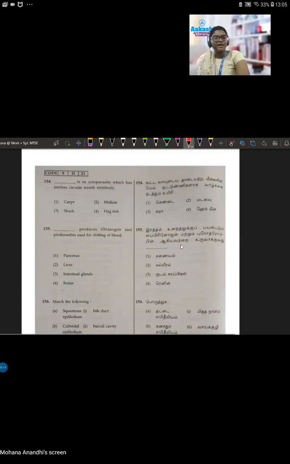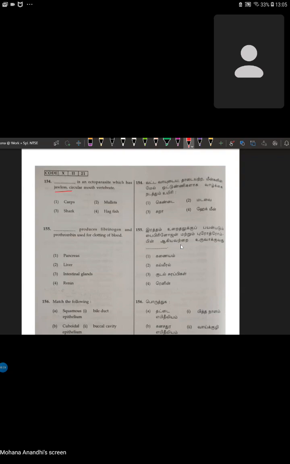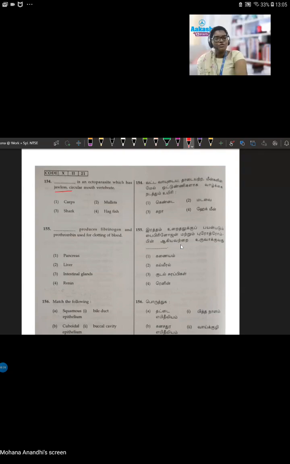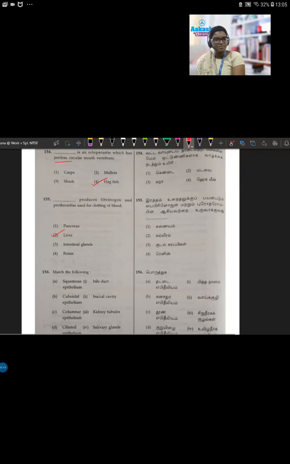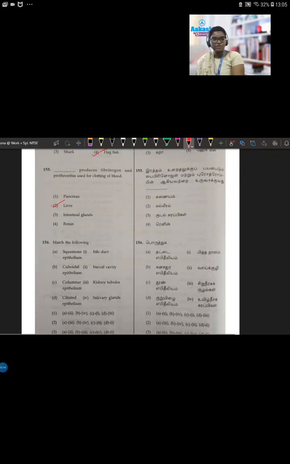And 154. Dash is an ectoparasite which is a jawless vertebrate with a circular mouth. No, it is hagfish, an example of a cyclostome. And then 155, dash produces fibrinogen and prothrombin used for blood clotting. These 2 proteins are secreted by the liver. So this is also our life process only. See, the majority is from the physiology part. And 156 is from the tissue lesson.